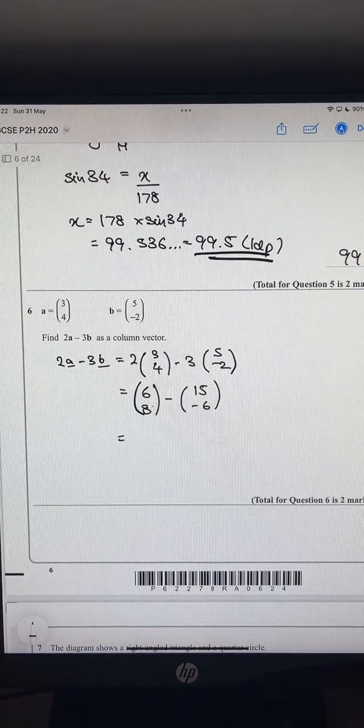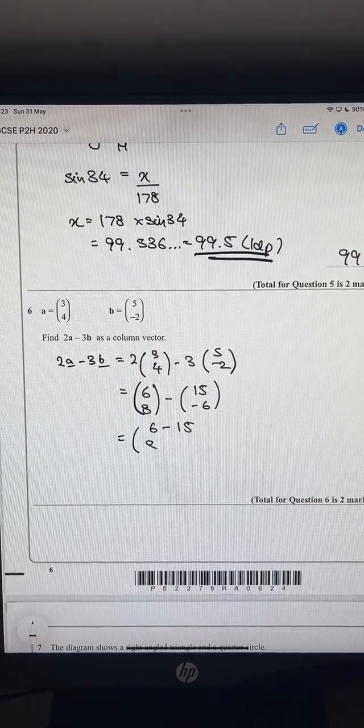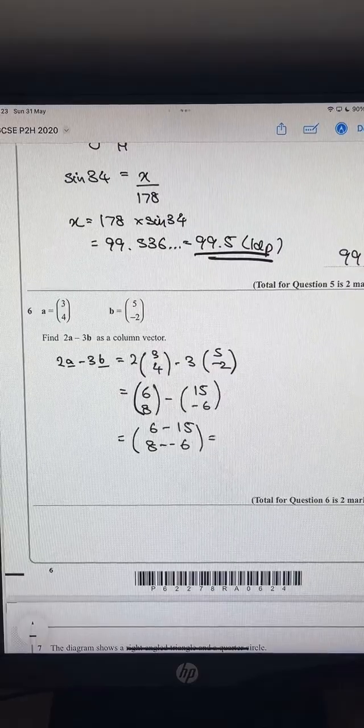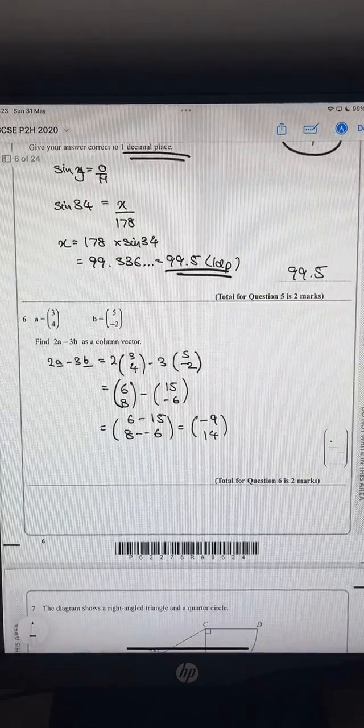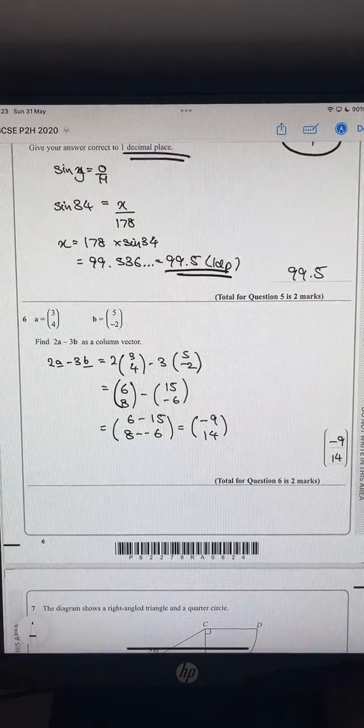The tops go with the tops, and the bottoms go with the bottoms. So it's just 6 minus 15, and then 8 minus minus 6. So 6 minus 15 is minus 9, and 8 minus minus 6 is 8 plus 6, which is just 14. So my answer is minus 9 and 14.